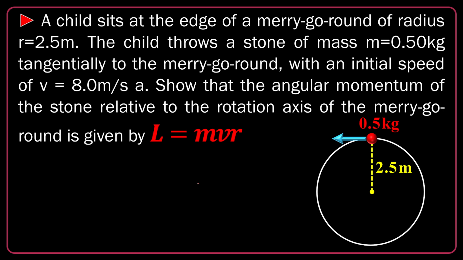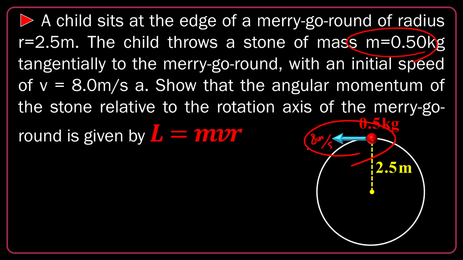Now another question. A child sits at the edge of a merry-go-round of radius 2.5 meters. The child throws a stone of mass 0.5, half of a kilogram, tangentially like this, to the merry-go-round with an initial speed of 8 meters per second. So it's 8 meters per second.